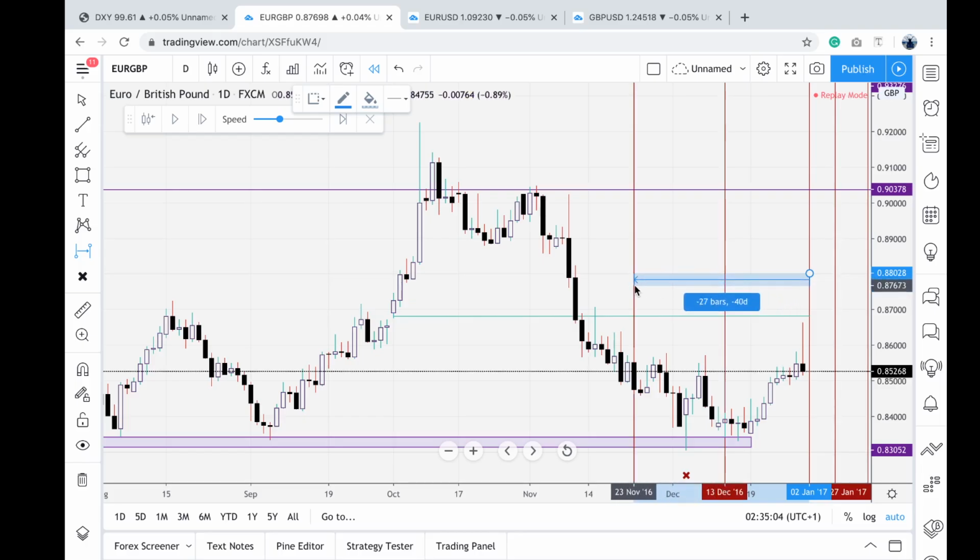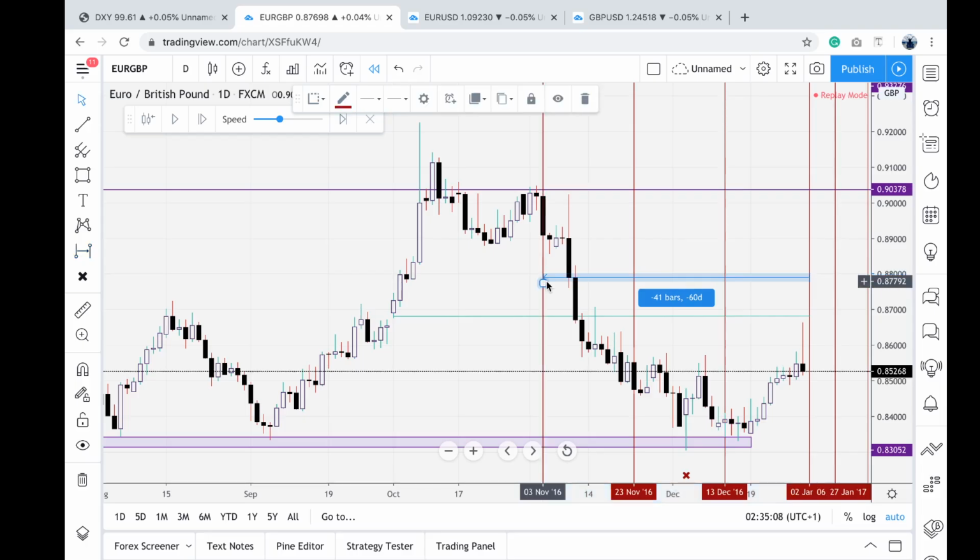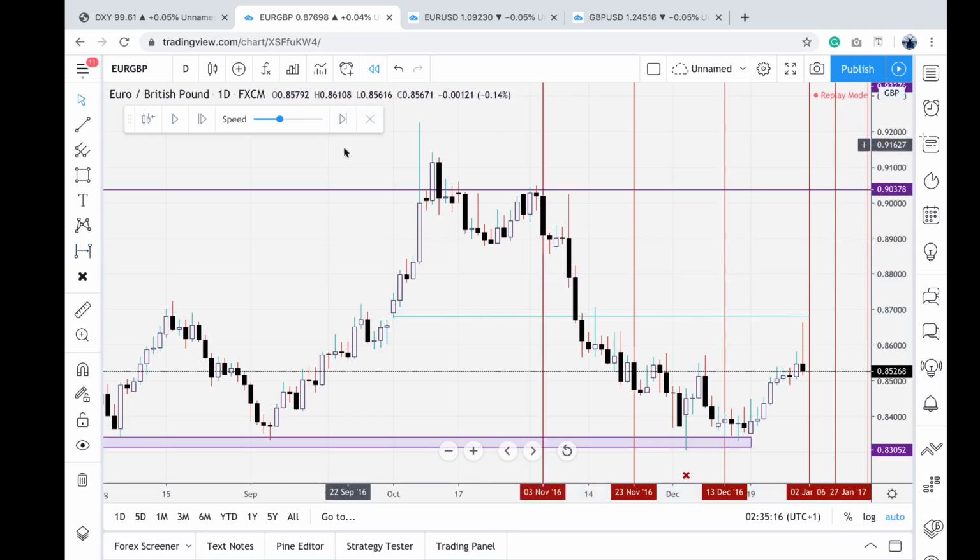Okay, so we want to mark up the first 20 days for the 20-day look back, the 40 days for the 40-day look back, and then the 60 days for the 60-day look back, and that brings us to this.